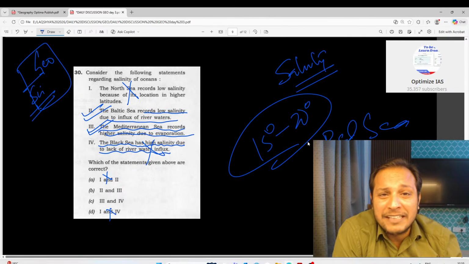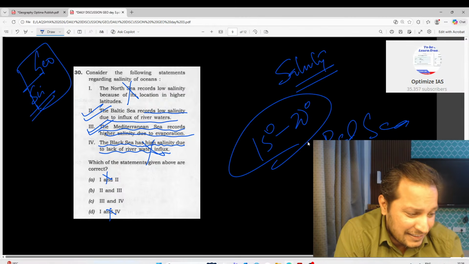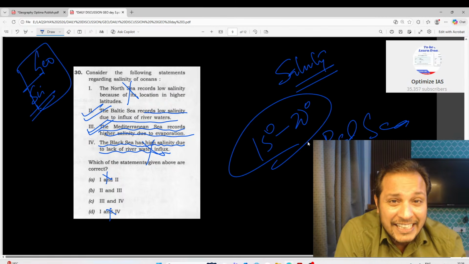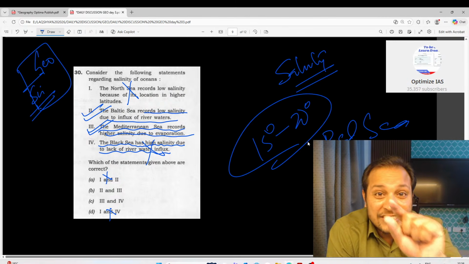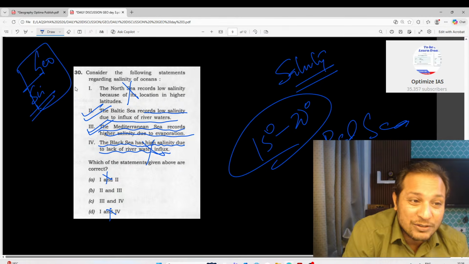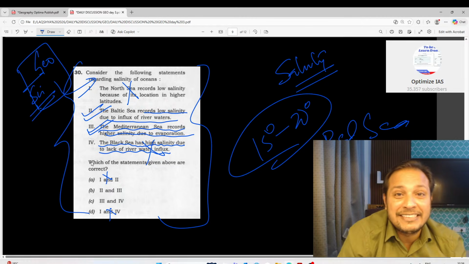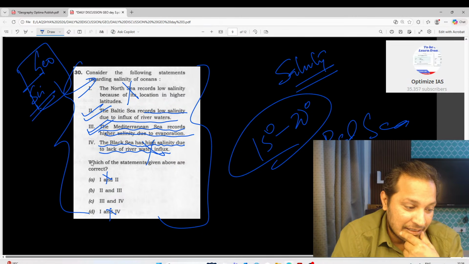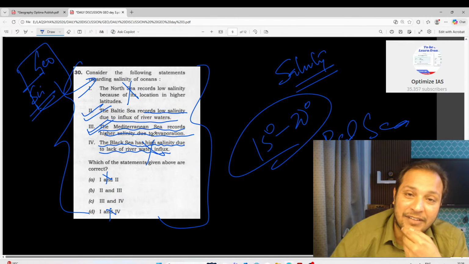Guys, like this, UPSC is framing questions directly from the NCERT. How many of you think this is really amazing? Source tracing. I'm tracing the source, guys. This is a geoscientist question. UPSC has a habit of asking such questions.